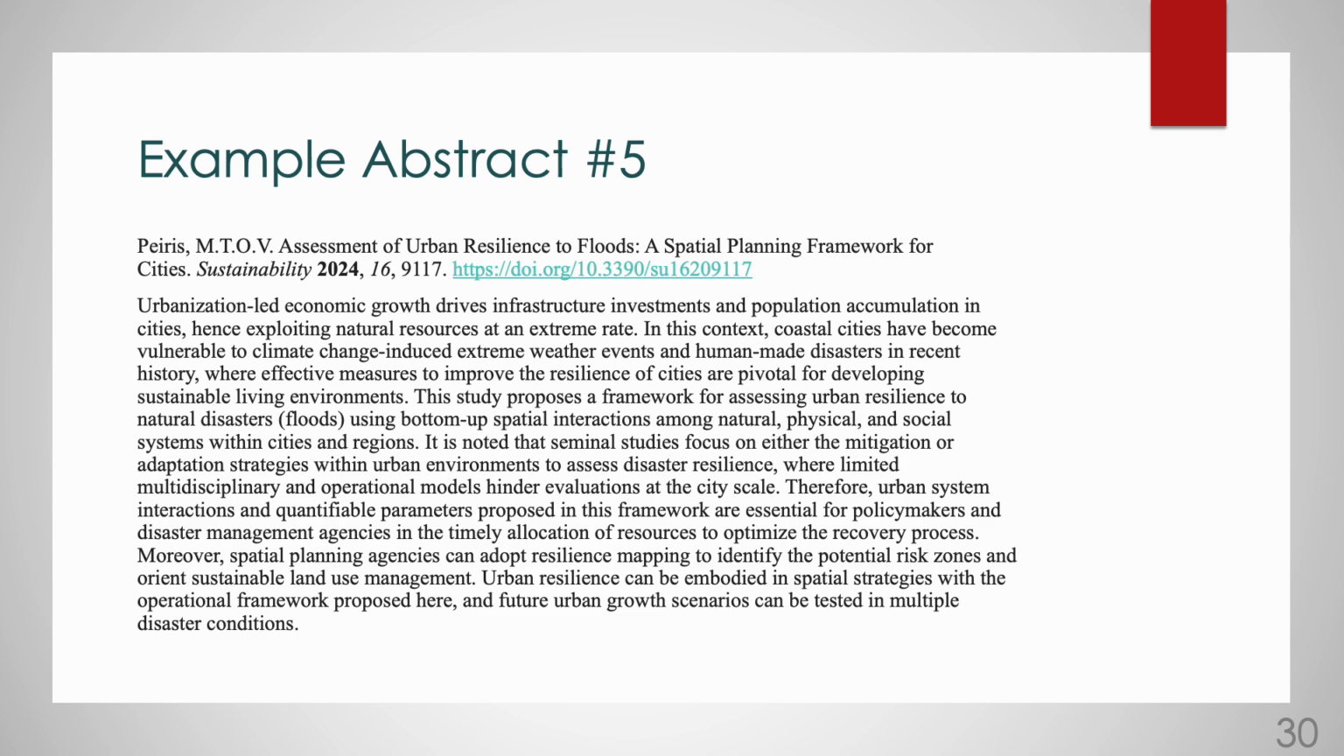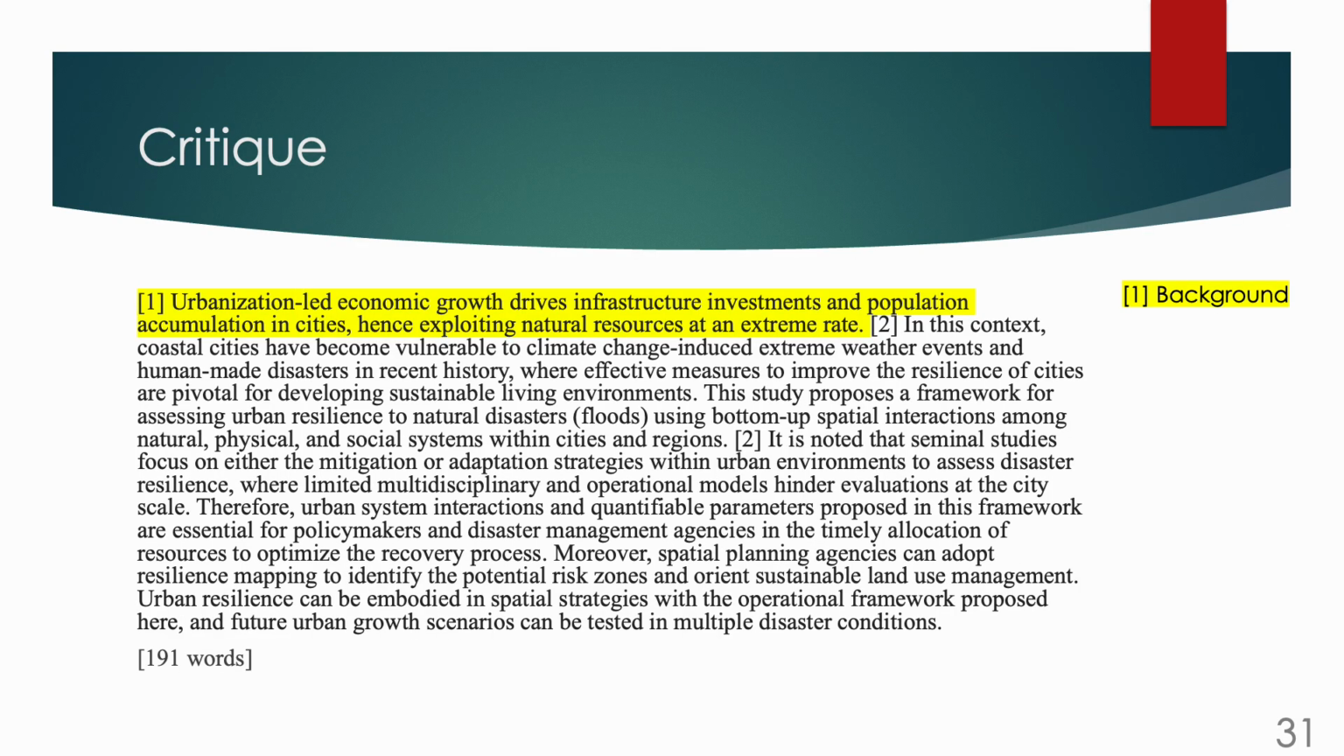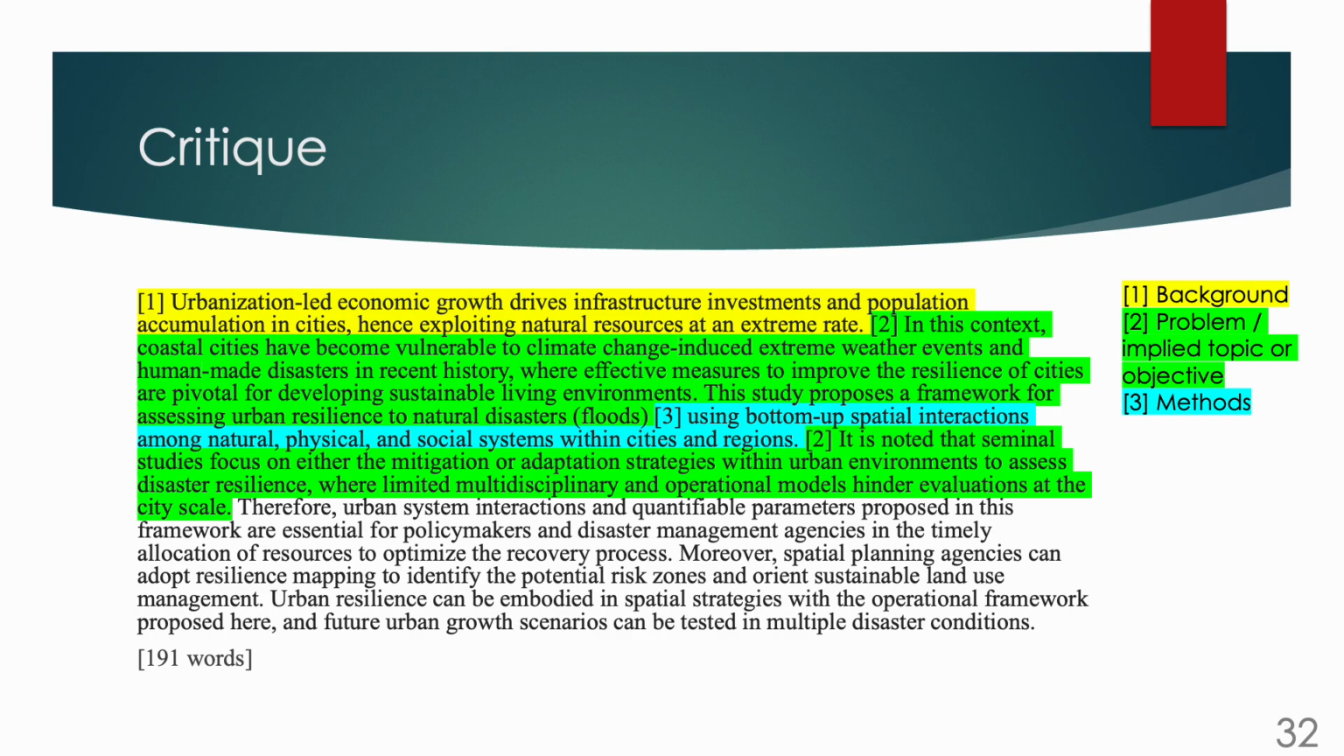Example 5 is from the Journal of Sustainability. Press pause to read it. In this abstract, the background is summarized in the first sentence. In this case, the problem and methods are combined and take up half the abstract. This could be intentional, or it could be that another round of revision is needed to improve the organization and clarity of this abstract.